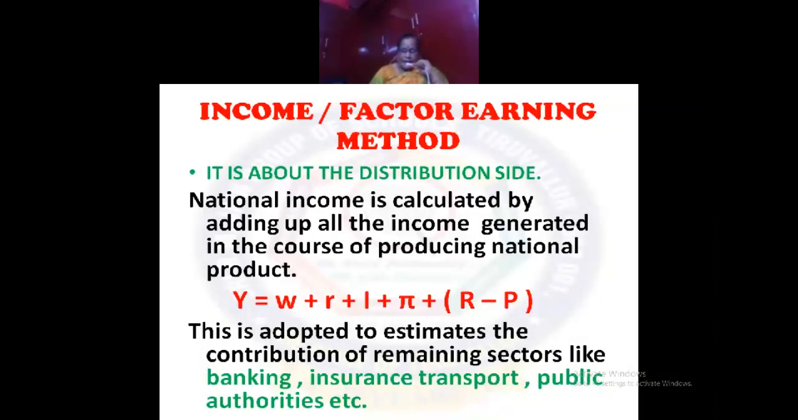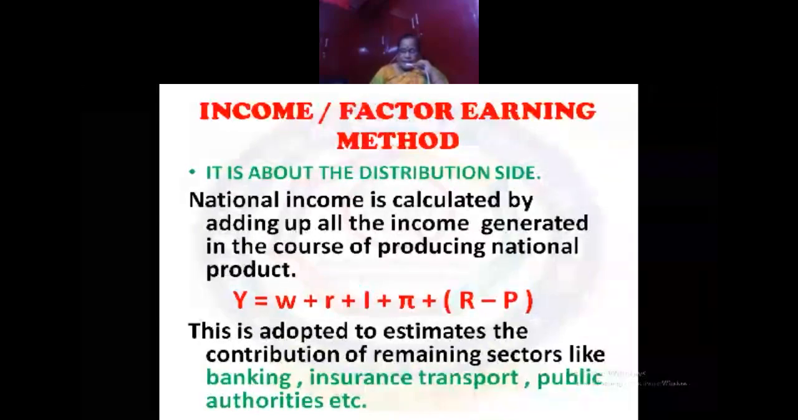Next, national income is calculated as the domestic factor income plus net factor income from abroad. This is adopted to estimate the contributions of the remaining sectors like banking, insurance, transport, public authorities, etc.